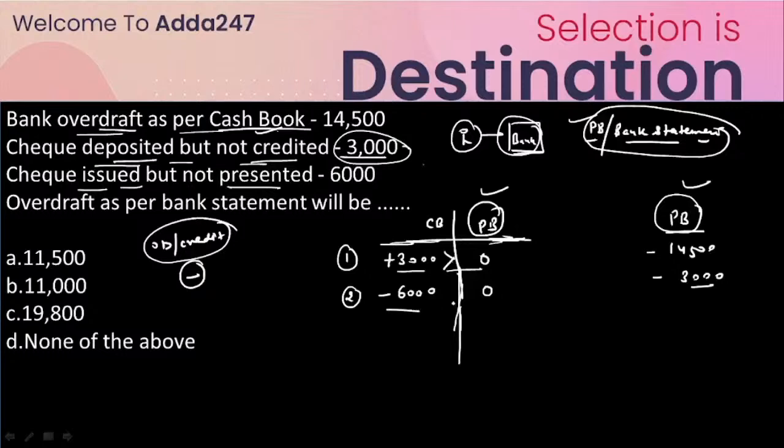For the second, we have to look for the positive and negative, or say the plus and minus, in terms of the passbook. Now for the second, that is check issued but not presented, that means I already deducted in my cash book balance with the minus 6000 rupees, but the bank has not deducted it still because it is not presented. So for this, the minus 6000 rupees is lesser than the 0.